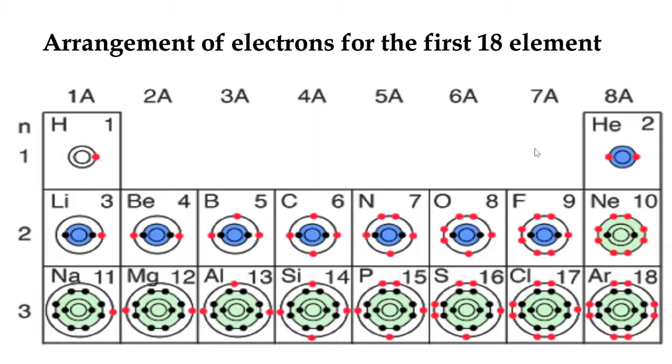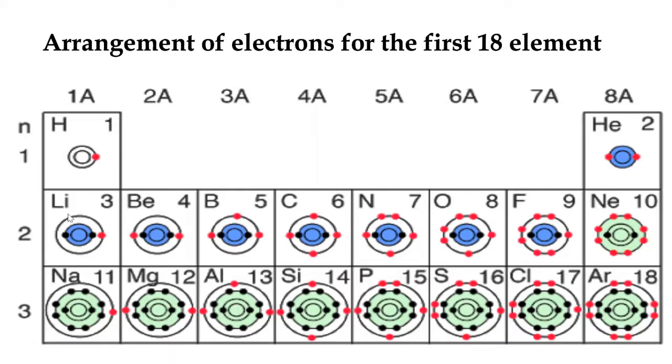Then coming to helium, the symbol of helium is He. Its atomic number is 2. So inside we have the nucleus, and there are 2 electrons in the first orbit, that is your K shell or K orbit. The capacity of K shell is 2 electrons, that is why we have 2 electrons. Now coming to your third element, that is lithium.